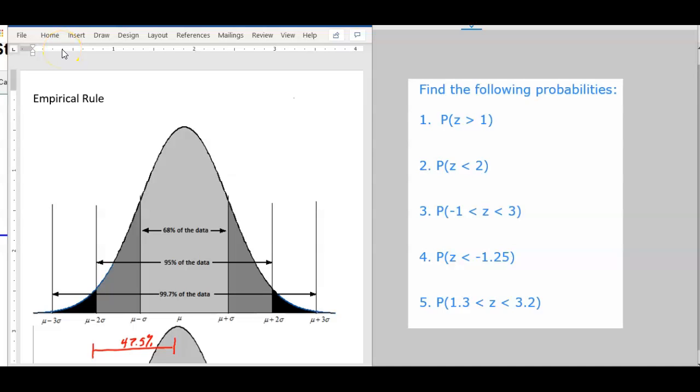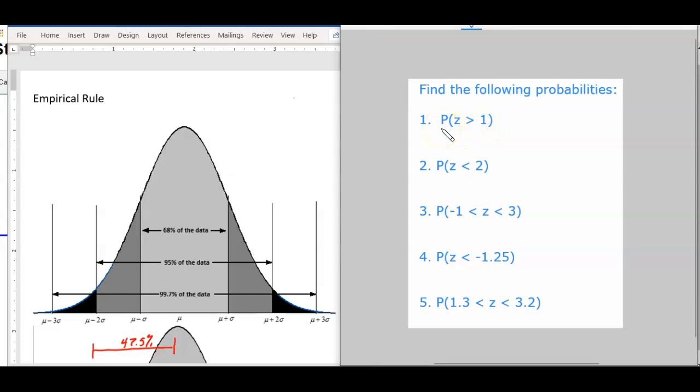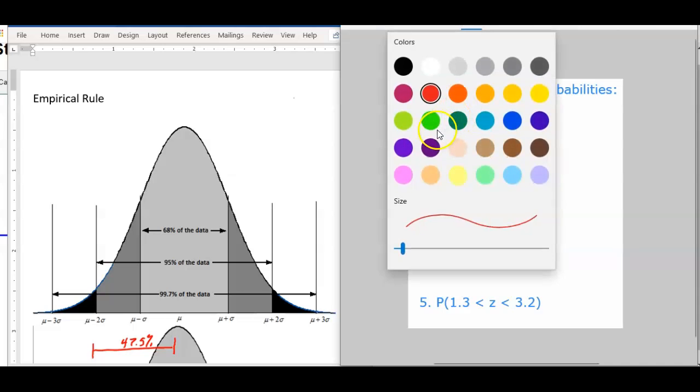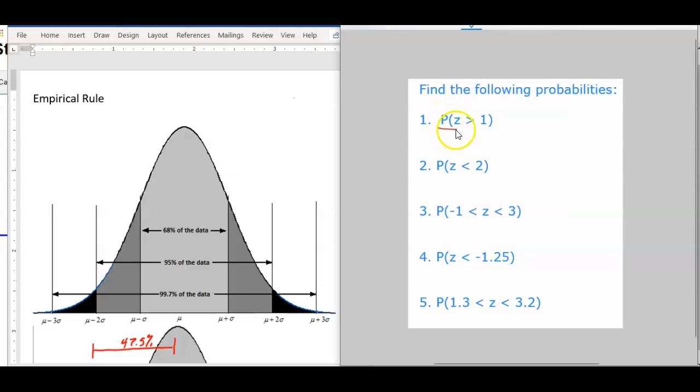Welcome to the Math 107 video on statistics, part 1, on finding the probability in a normal distribution. We are going to use the empirical rule to find the probabilities given a z-score, either above, below, or between z-scores. And you can see here we're going to try and find the probability that the z-score is greater than 1 on this first one.